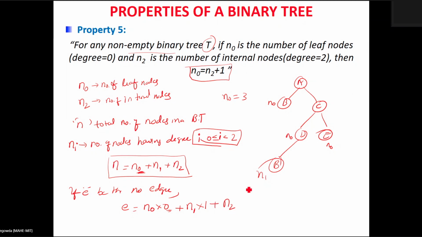Similarly, the number of nodes with degree 2 will be multiplied by 2. This will give the number of edges for the nodes with 2 children. So this is E is equal to N0 into 0 plus N1 into 1 plus N2 into 2. N0 into 0 means this term becomes 0. I am left with N1 plus 2N2. I'll call this equation 1, and I'll call this equation number 2.